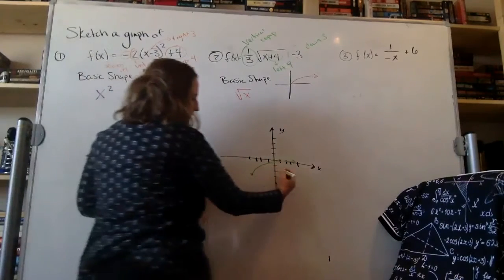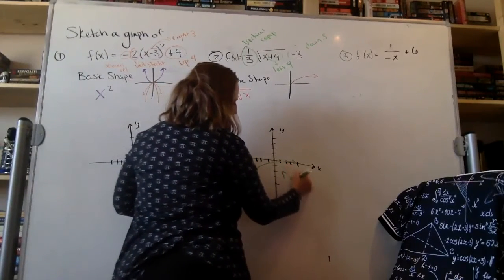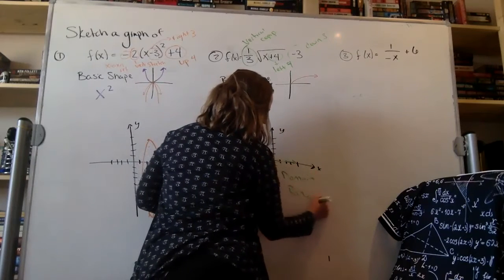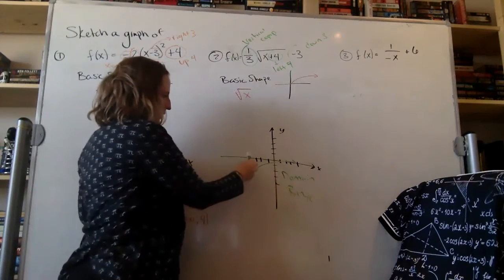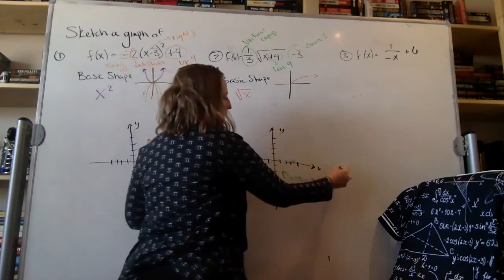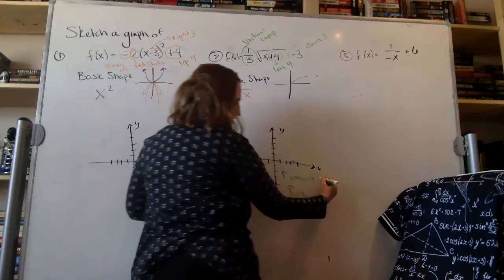Now again, let's go ahead just for practice and find our domain and our range. Our domain is our x values. We start having domain here at negative 4, and we're going to continue to have domain through all positive infinity values.